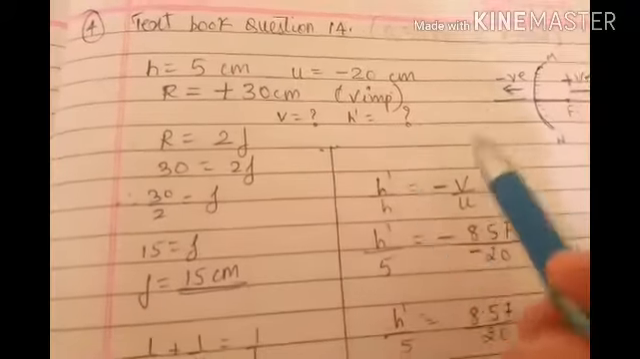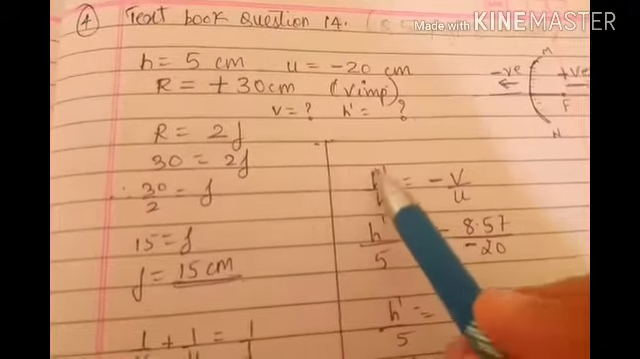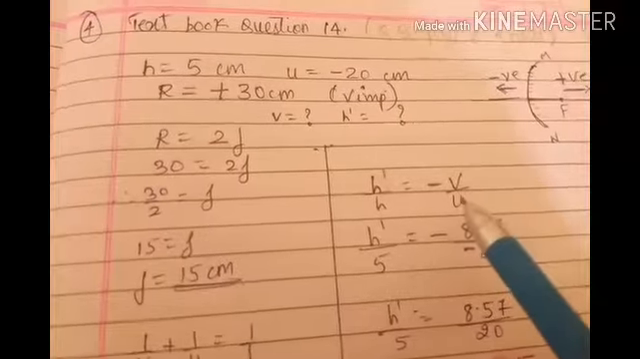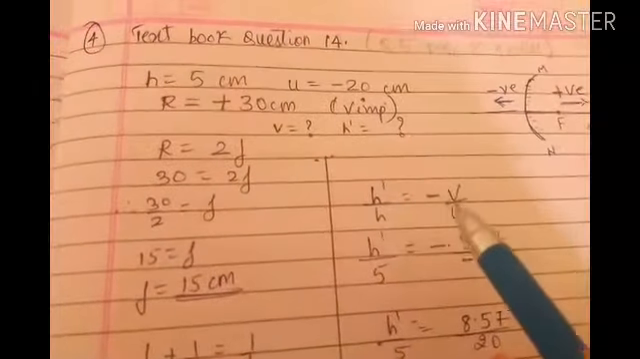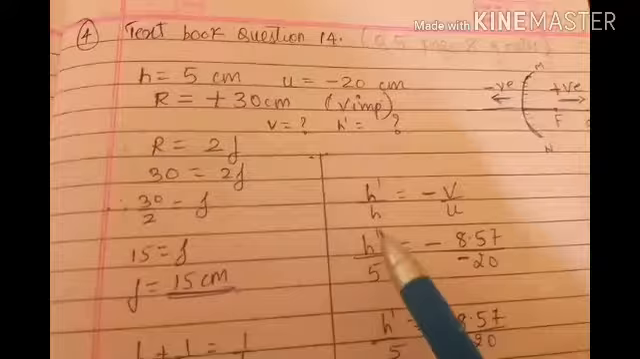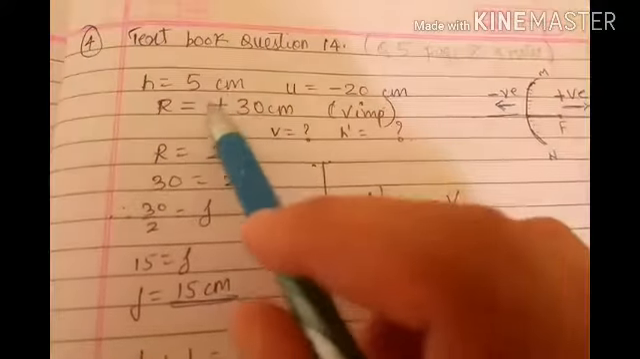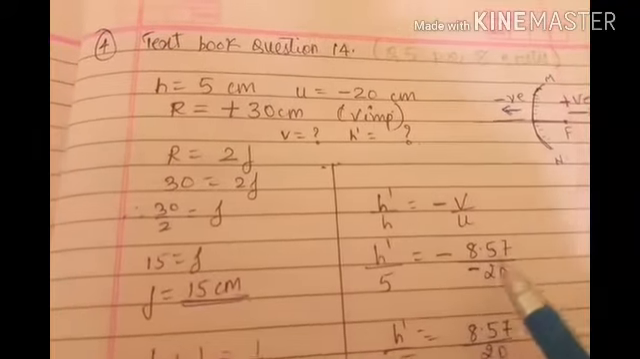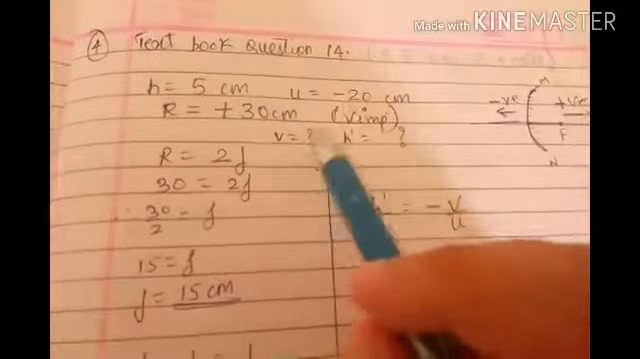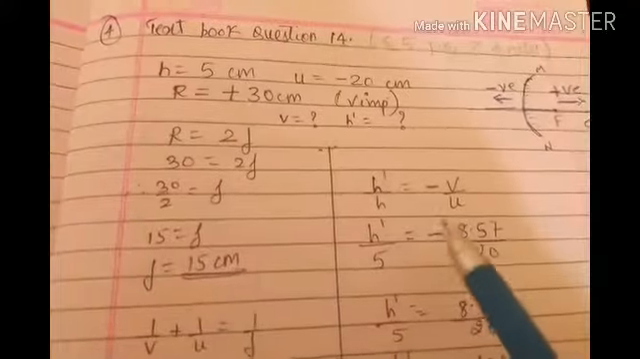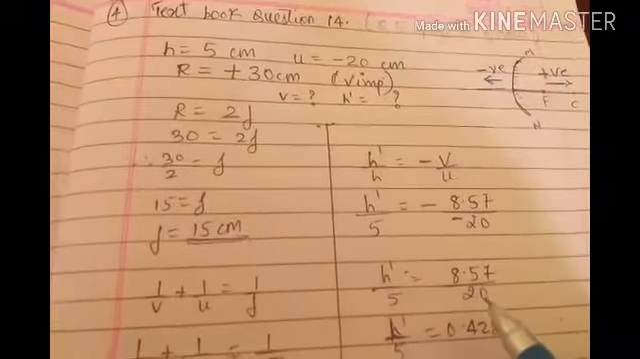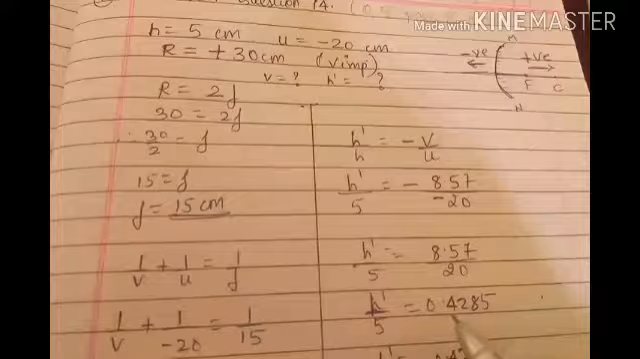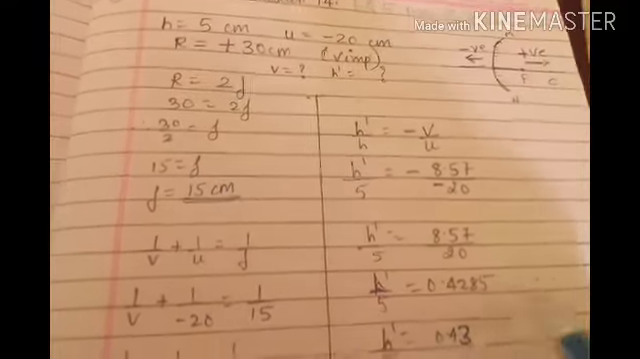Now we have to find h dash. The same formula we will use: h dash upon h is equal to minus v upon u, that we have used earlier. Substitute the values: h dash upon h, which is 5, is equal to minus v, which is 8.57, this we have just found, and u is minus 20. The minus and minus cancel, so it is 8.57 upon 20. If you divide it, you get 0.4285.